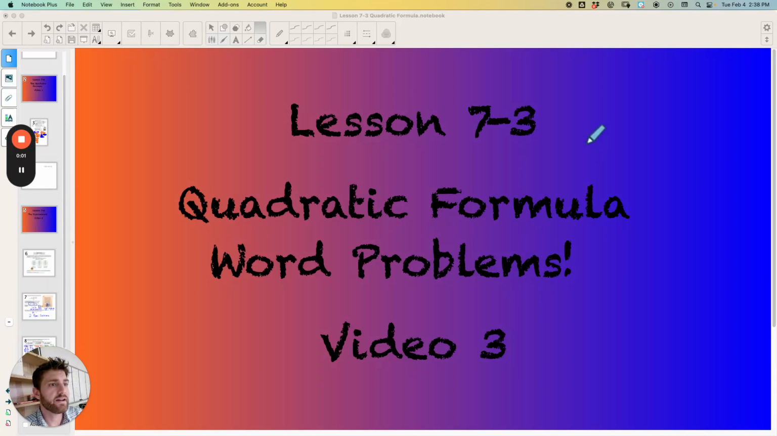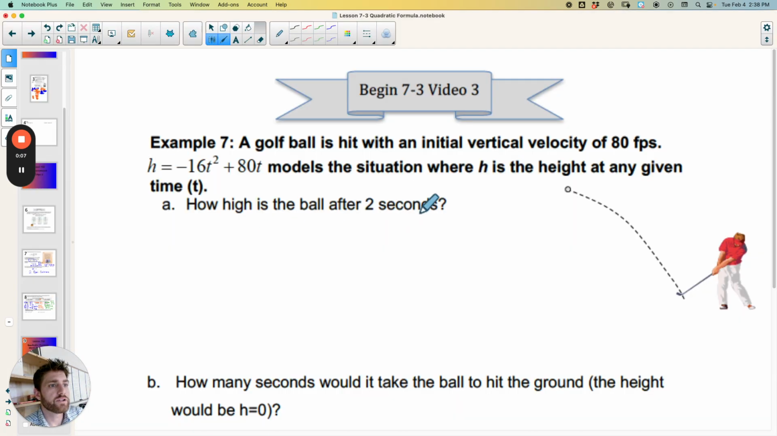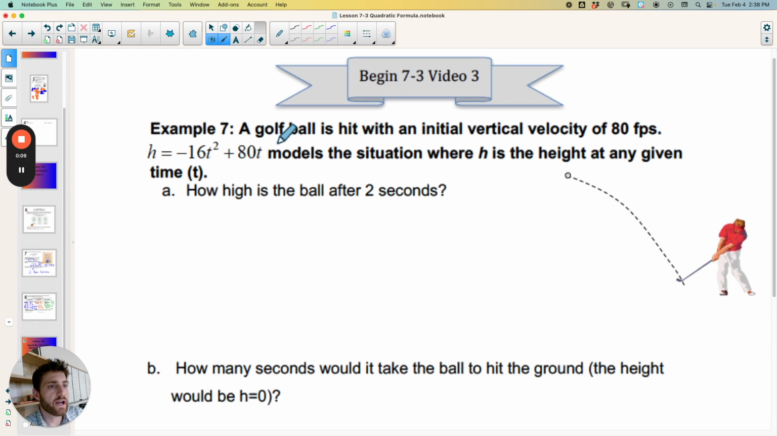Alright, last video for lesson 7.3, and that is going to be quadratic word problems. So let's say that you have a golf ball and it's hit with an initial vertical velocity of 80 feet per second. And this is the quadratic equation that models that situation where h is the height at any given time. How high is the ball after 2 seconds?